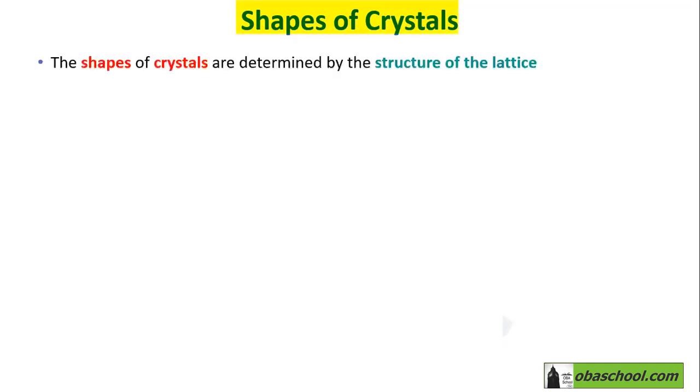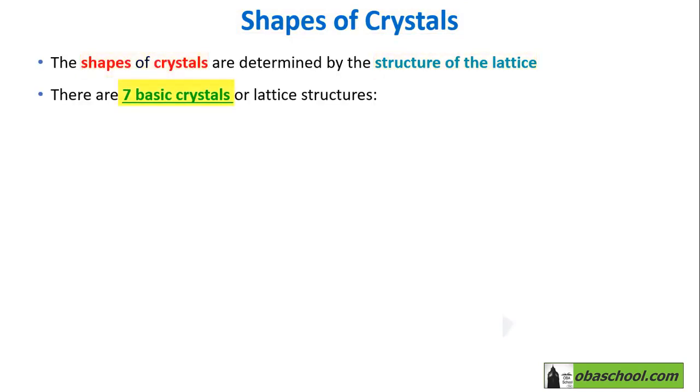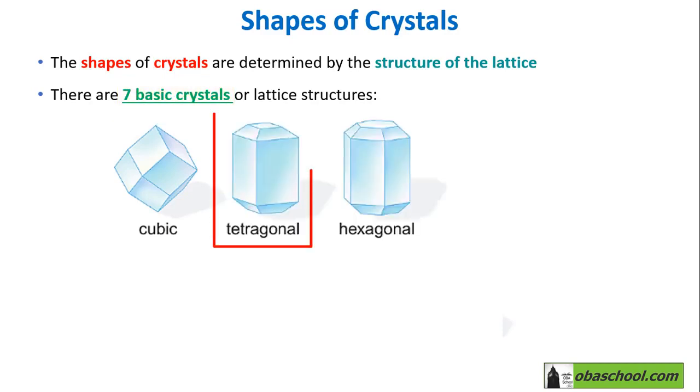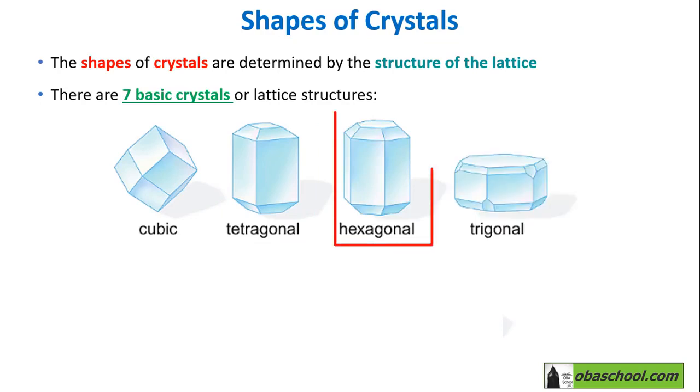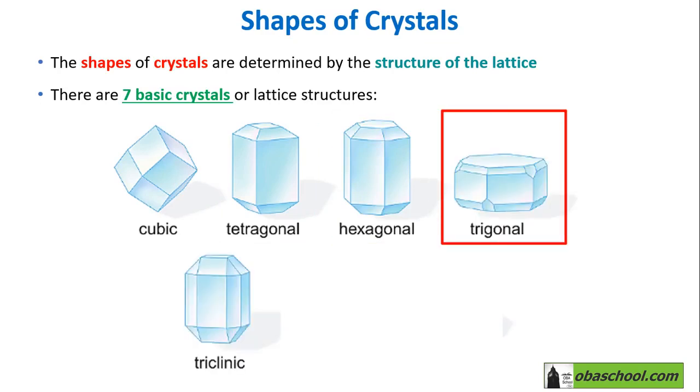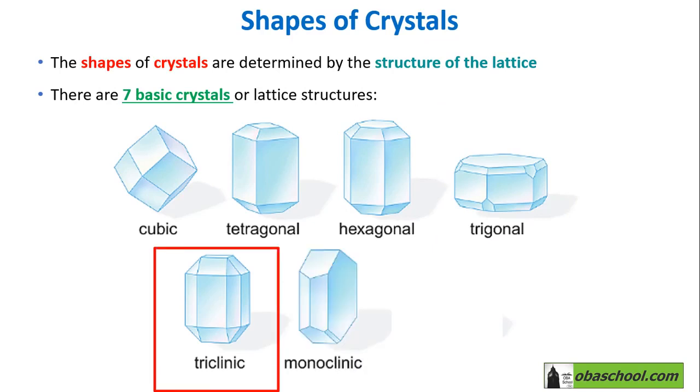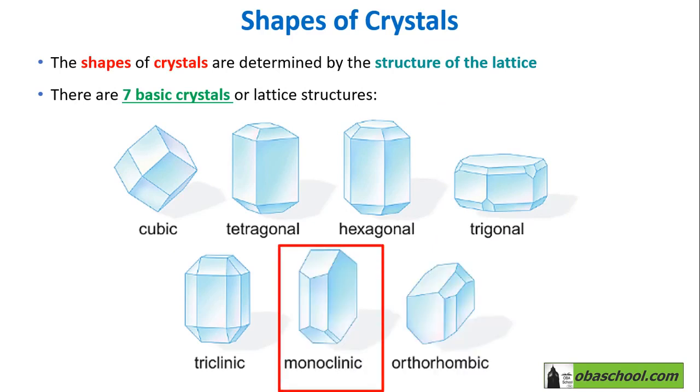Shapes of crystals. Now we're going to discuss the shapes of crystals. The shapes of crystals are determined by the structure of the lattice, and there are 7 basic crystal or lattice structures. Let's examine them together. The first shape of crystal is the cubic shape. And we have the tetragonal shape, the hexagonal shape, the trigonal shape, the triclinic shape, the monoclinic shape and the orthorhombic shape. These are the 7 basic shapes of crystals that we have in chemistry.